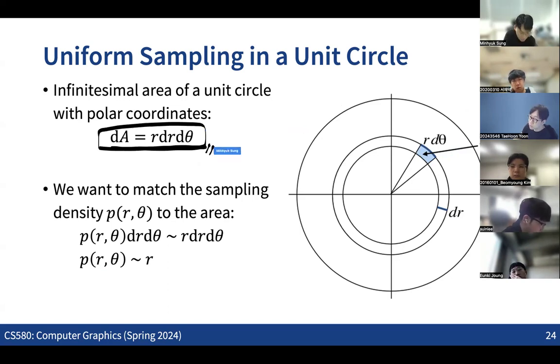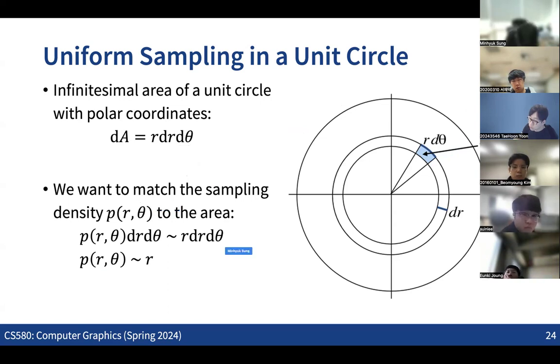And then what we want to do is define the probability density function so that it becomes proportional to this infinitesimal area. This means we want to define the density function p to be proportional to this area. So the PDF has a certain constant ratio with the radius r here. Is this clear?